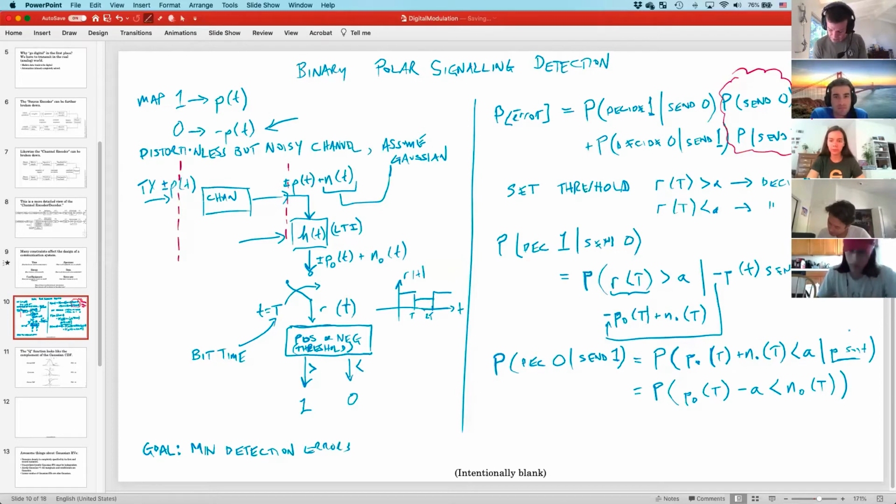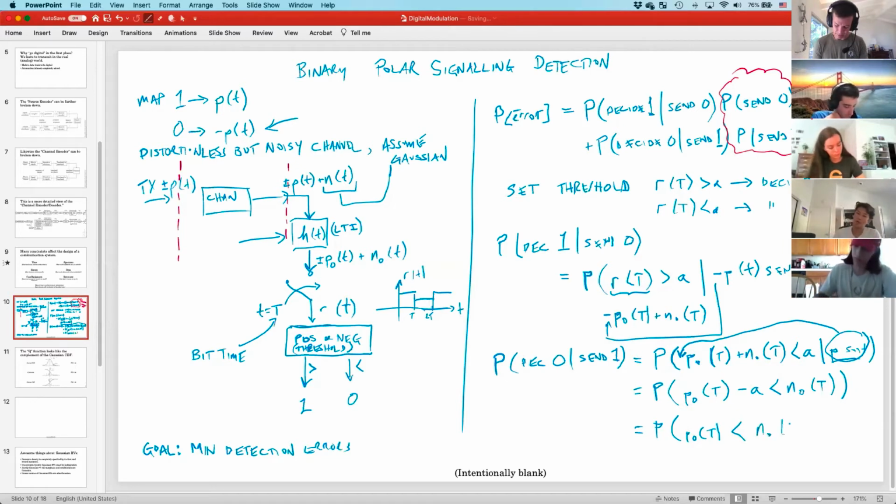So again, I'm using the conditional information to decide the sign in front of this signal. And once I've done that, there's no more use to carry around that conditional information. And so then I just rearrange the arithmetic inside of the probability argument. Another way to write this is the probability that the filtered pulse at the end of the bit period is less than some random number.